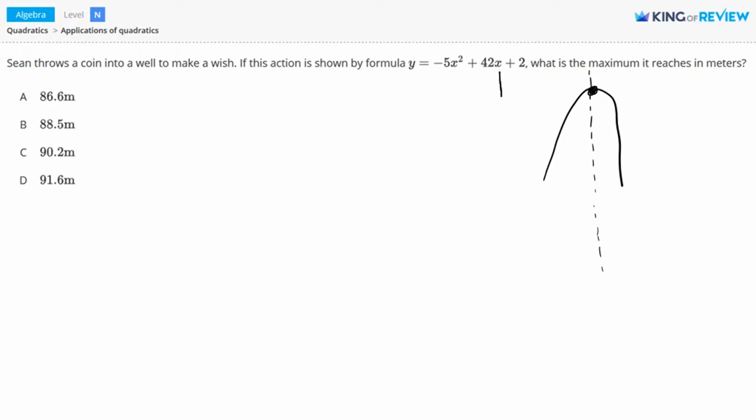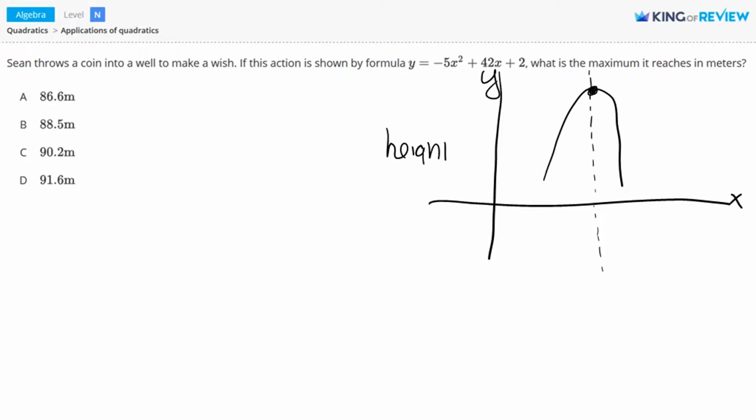If we were to plot this parabola on a coordinate plane, we have our x-axis here and our y-axis here. The y-axis represents the height of the coin, and the x-axis represents the time.